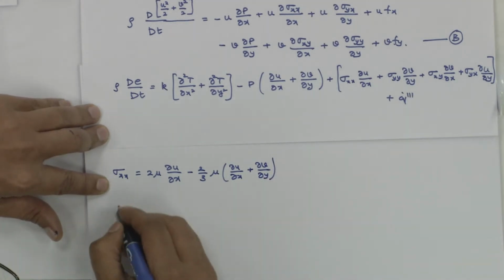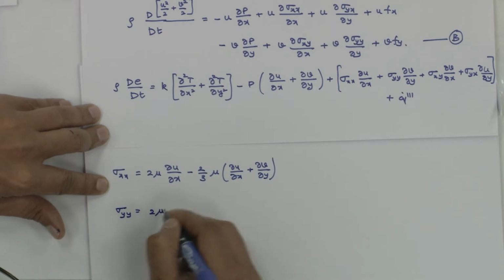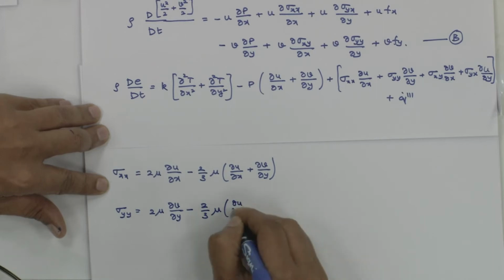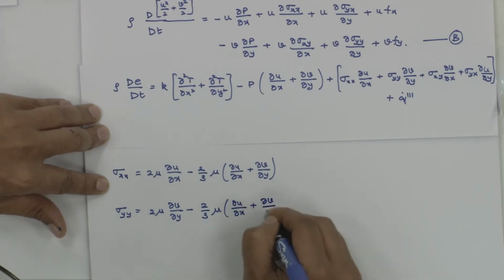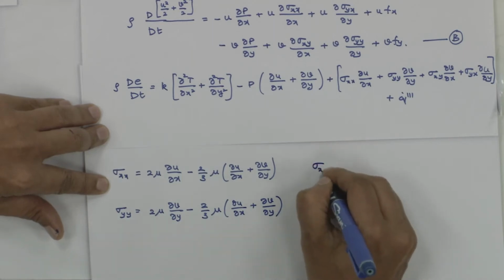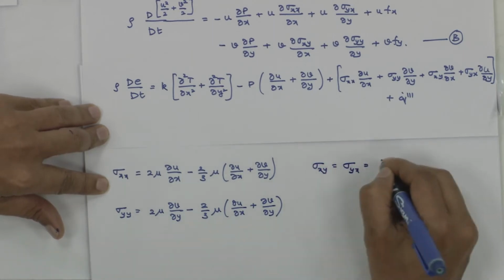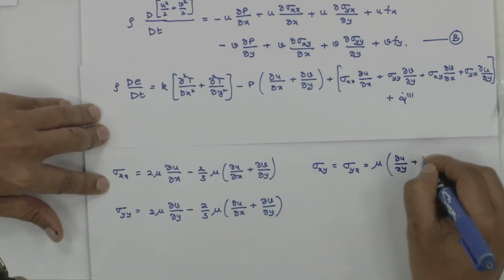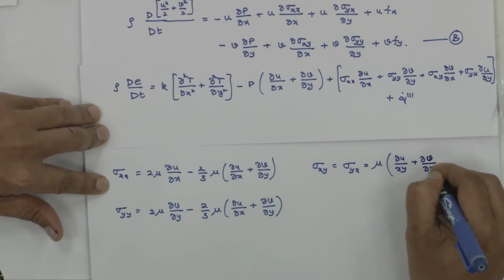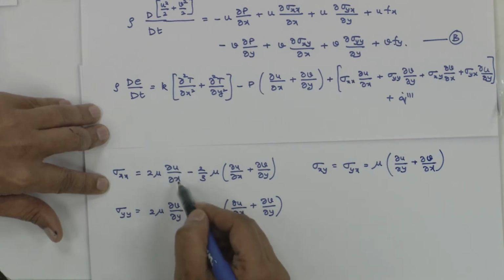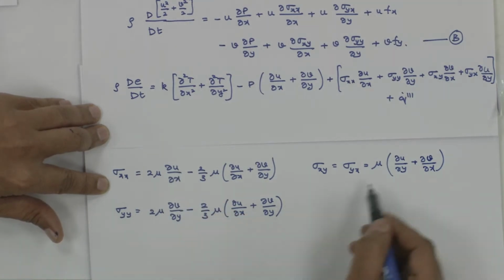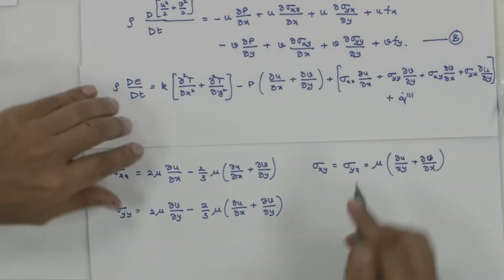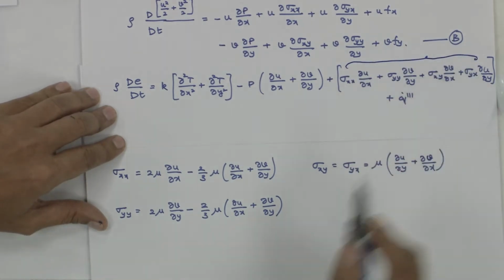Similarly, sigma yy is equal to 2 mu del v by del y minus 2 by 3 mu (del u by del x plus del v by del y), and sigma xy equals sigma yx, which is cross velocity gradients because this is shear stress: del u by del y plus del v by del x. Notice that in xx it is u in x, v in y, velocity in the same direction, while here we have cross velocity gradients, please notice that.